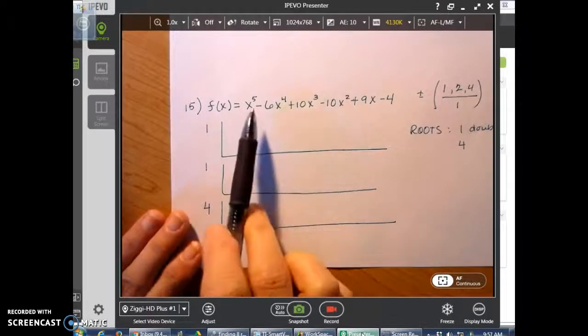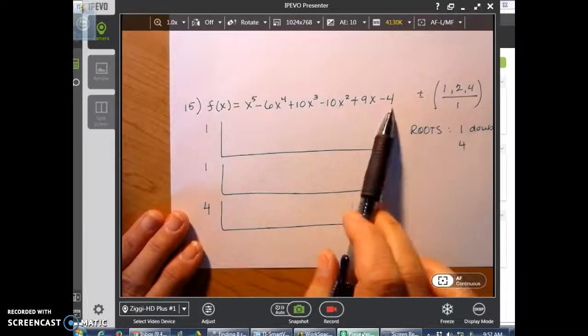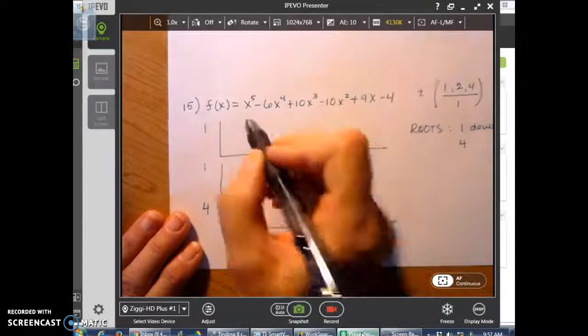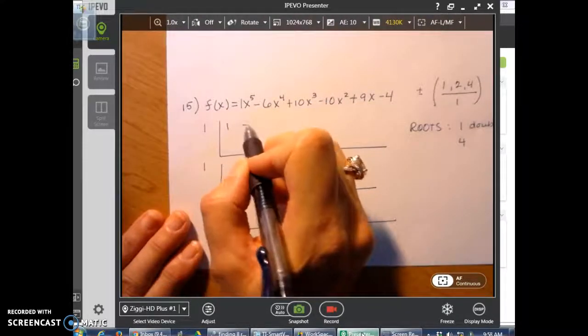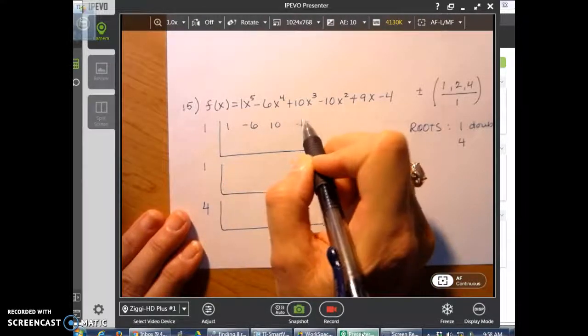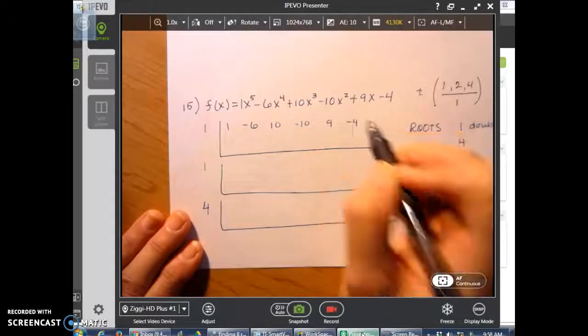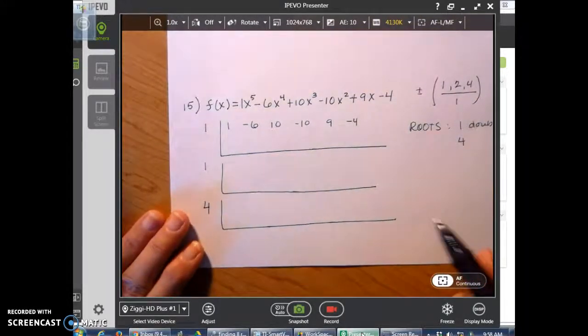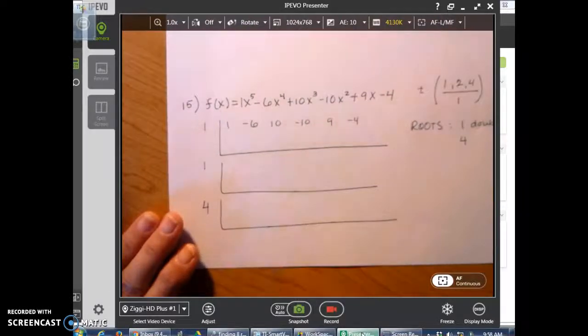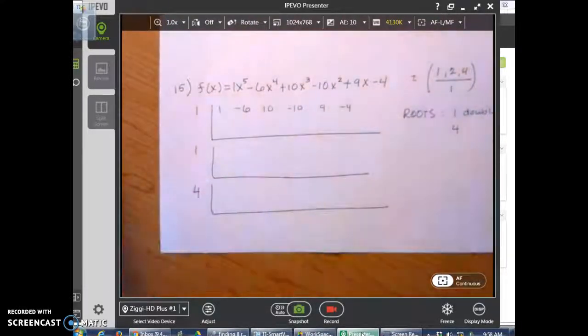Okay, so I'll abbreviate that, real rational. Now, I have a degree of 5, 4, 3, 2, 1, and 0. So I have every single term present, so I just need my coefficients. So 1, negative 6, 10, negative 10, 9, negative 4. Okay, and I'm running a little short on time, so I'm going to do this pretty quickly. In fact, I think I'm going to pause it and do this and then come back and show you how to wrap it up.